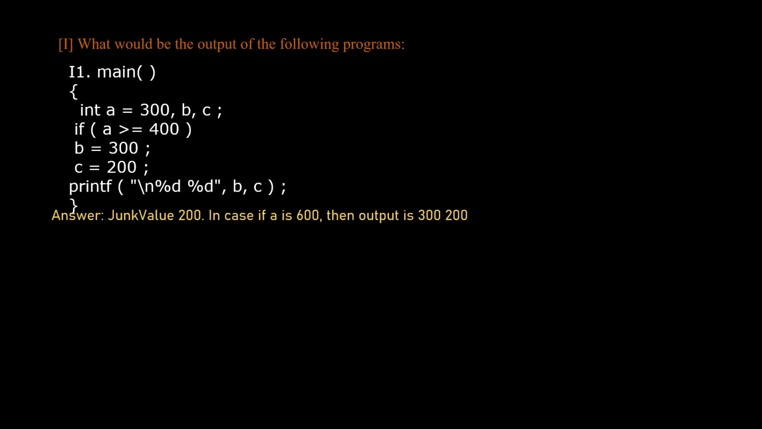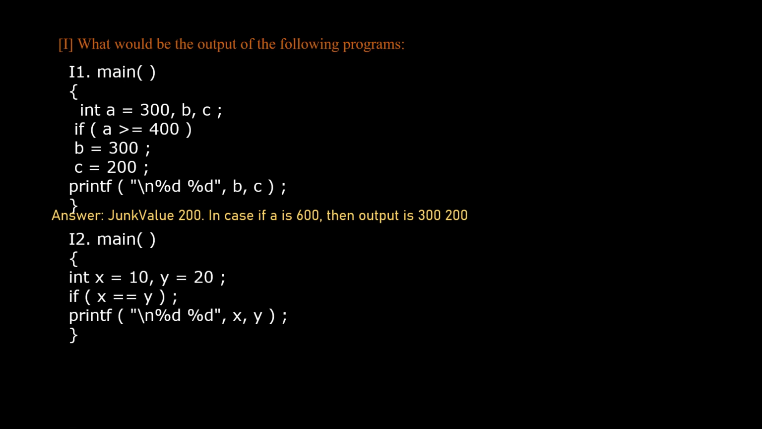The point to learn here is that if there are no braces for the if condition, then the next statement alone would be under the if condition. Only the next statement would get evaluated based on the if condition. So in case A is actually greater than 300, then B also would get assigned 300, and the output would have been 300 and 200.